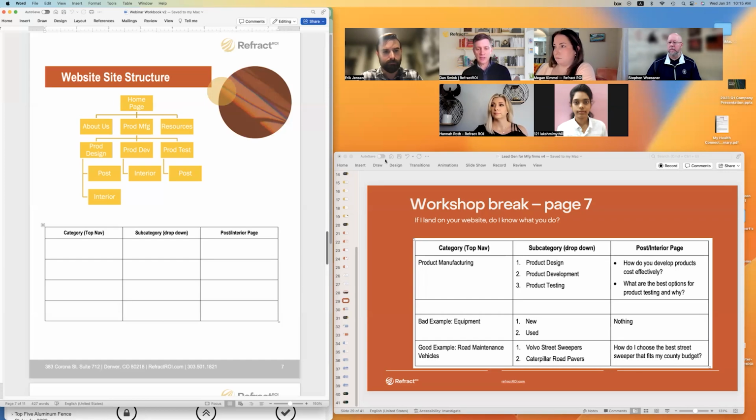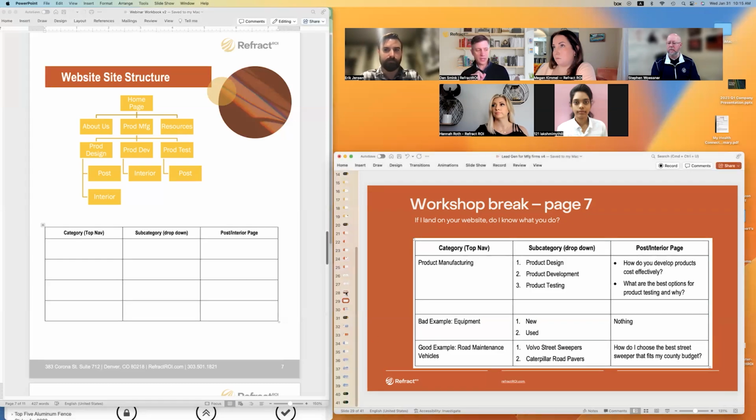The thing that I find interesting about any sort of website is you should be able to tell what your company does just by looking at the top nav and by the drop downs. Okay. So when we fixed them, it would say road maintenance equipment. It would drop down. It would tell the different types of street sweepers that they would provide and the different types of equipment that they had.